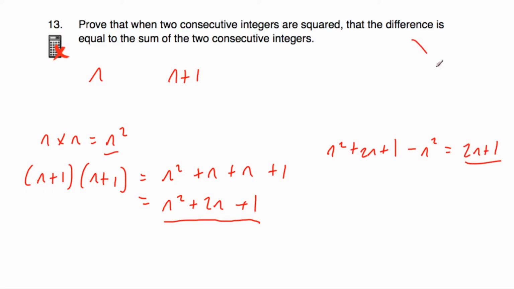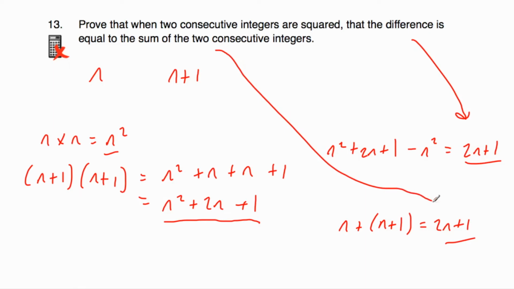So that's the difference. The difference of the squares of the two consecutive integers is equal to the sum of the two consecutive integers. So let's add the two consecutive integers that we started with. So we'd have n plus n plus 1, which is equal to 2n plus 1. So that means that the sum of the two consecutive integers is 2n plus 1. The difference of the squares of the two consecutive integers is 2n plus 1, and they're equal to each other. So that's it. And I've written, therefore, they're equal.